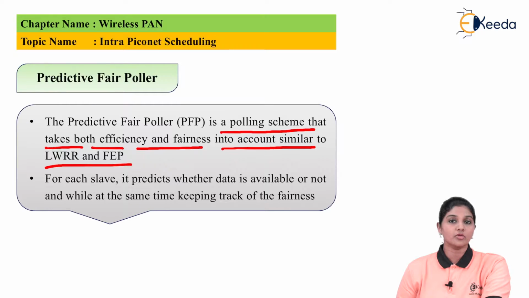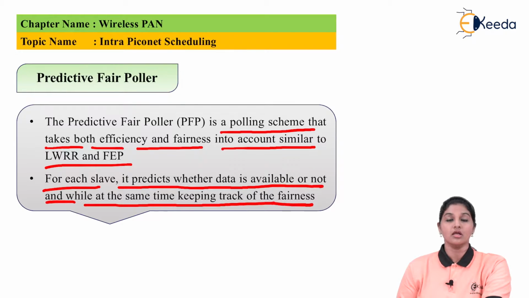As we know, in case of ElWR, the random polling takes place, and because of that it is possible for every slave to get an equal chance for data exchange. So similarly here also, efficiency and fairness, that means equal chance for the data exchange as well as efficient data transfer, takes place by using the predictive fair poller algorithm. For each slave, it predicts whether the data is available or not, while at the same time keeping track of its fairness. That means the master first checks whether the slave has data for the data transfer or not, and it will make sure that each slave gets an equal chance or equal opportunity for the data sharing purpose.